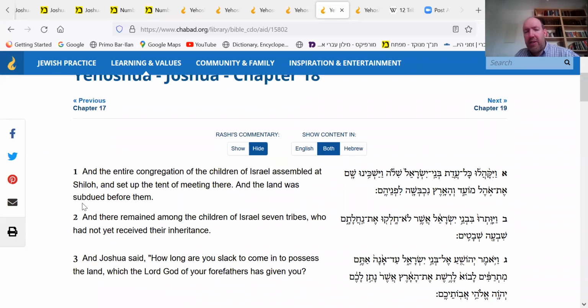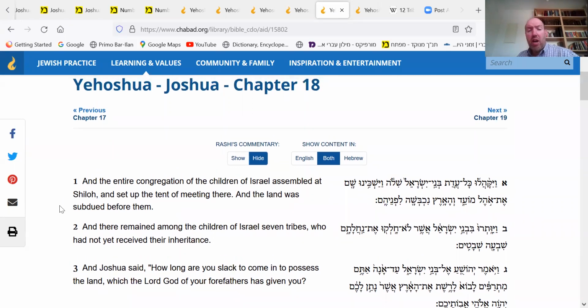So here we open up a new unit, and we can see the opening in verse 1. And the entire congregation of the children of Israel assembled at Shiloh. This is a different area. Shiloh is in the mountains of Benjamin, not far from the Bethel area. It's no longer in the Gilgal where previously the text took place, but rather already in the mountain area. So they congregate in Shiloh and set up the tent of meeting there. And the land was subdued before them. So here we see that the tent of meeting, which was constructed in the time of Moses, was taken from the camp, from Gilgal, and now is found in Shiloh.